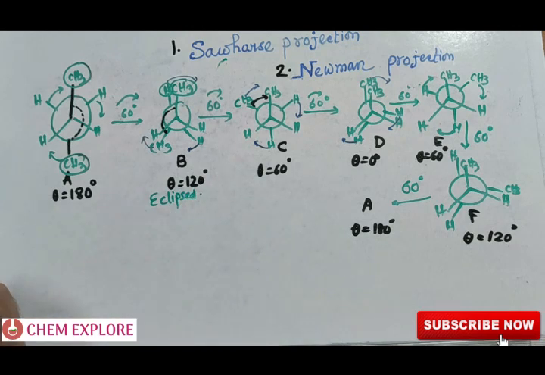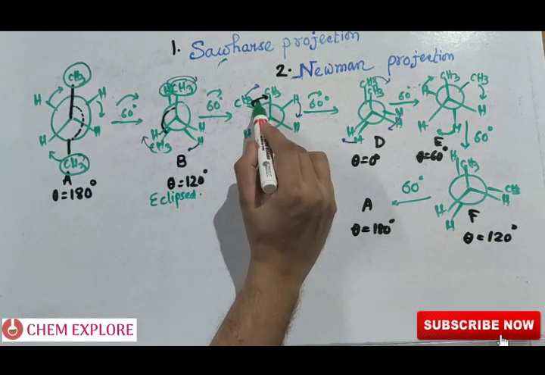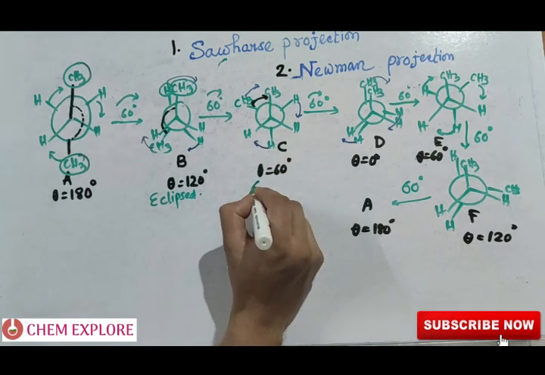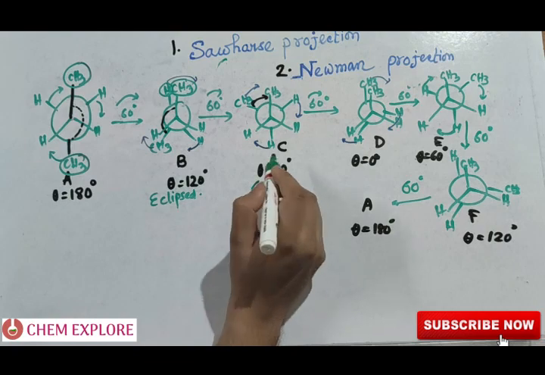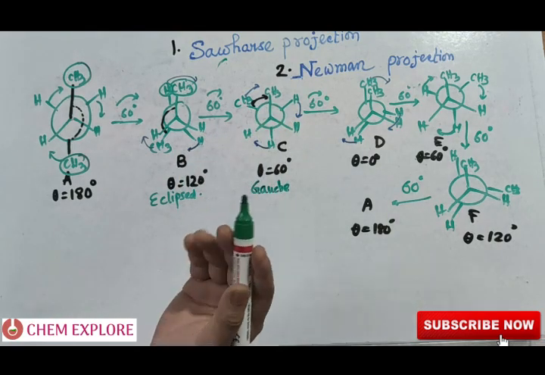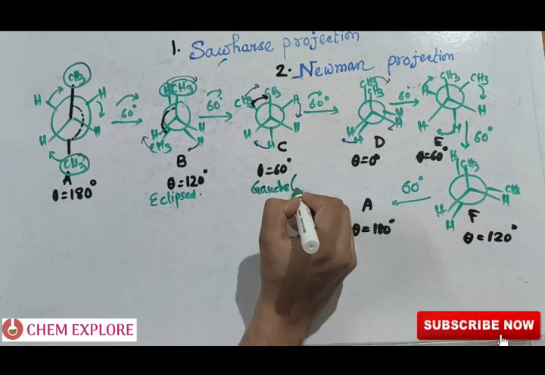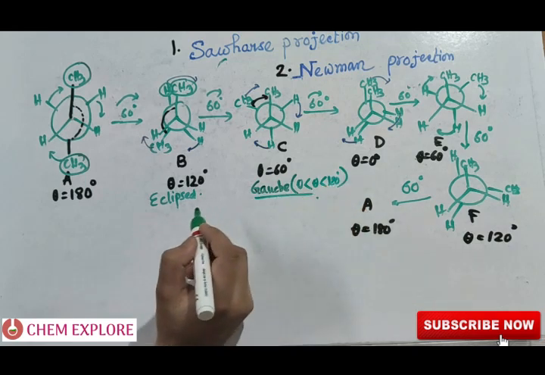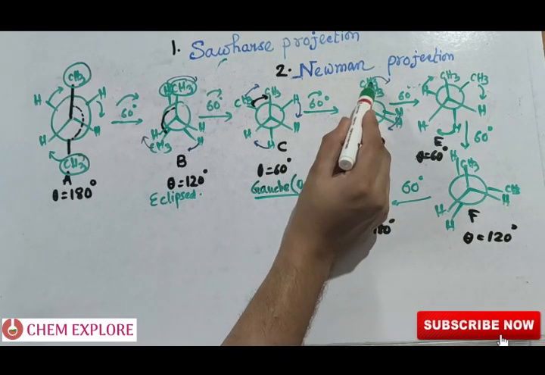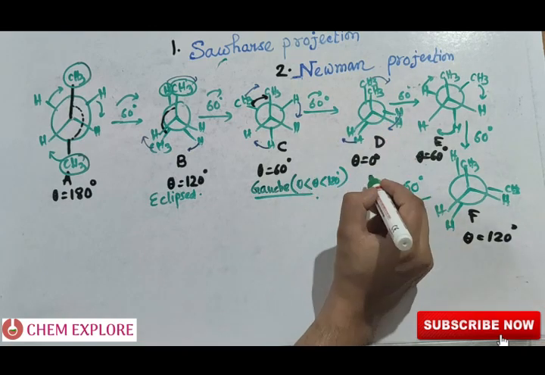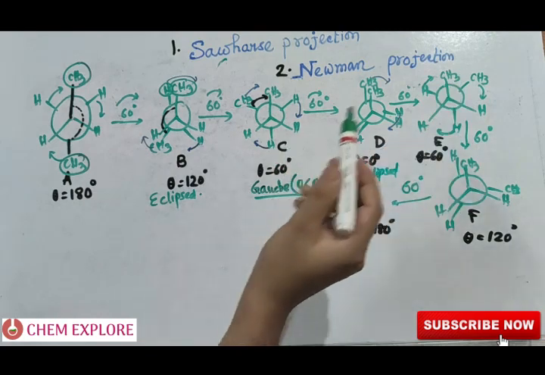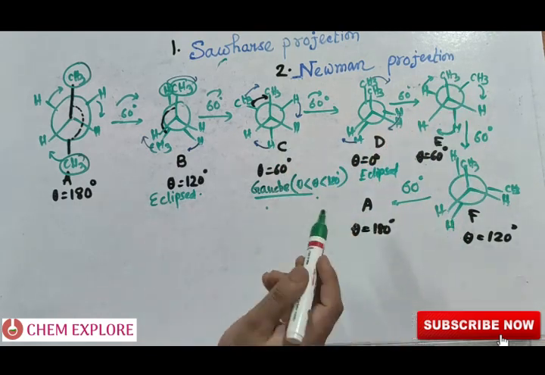And in this one, these two are near to each other, so you can say this structure is a gauche structure, where the angle is 60 degrees. What is the gauche structure? The gauche condition is that theta should be more than 0 degrees and below 120 degrees. Now this is the same, so we can say this is your eclipsed structure. Again, eclipsed. What about this? This is the same gauche, and this is again eclipsed.